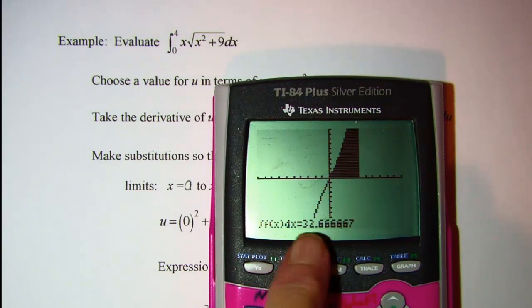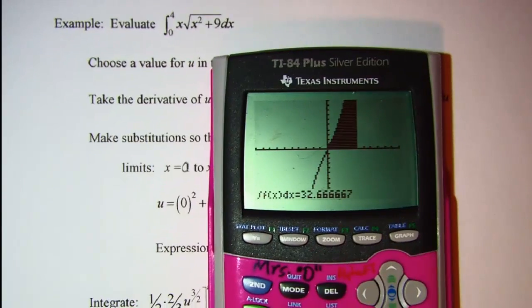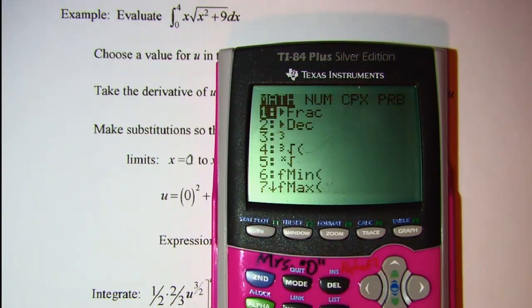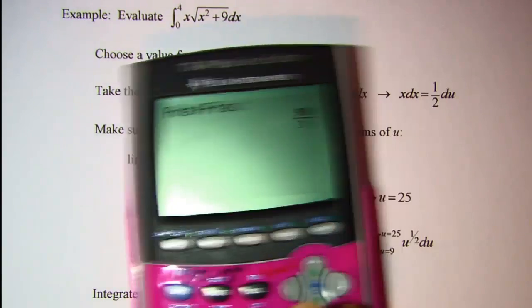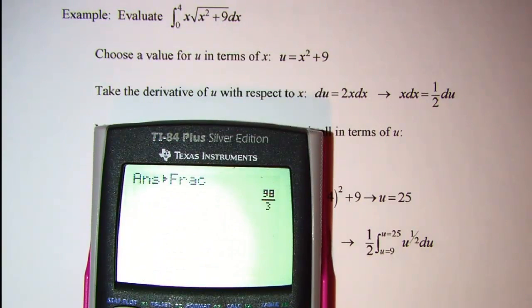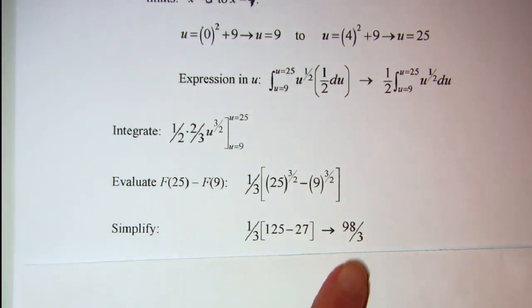Now this is stored, I think, in the memory, so I'm going to try a math inner, and we see that we get 98/3, which is what we got for the problem.